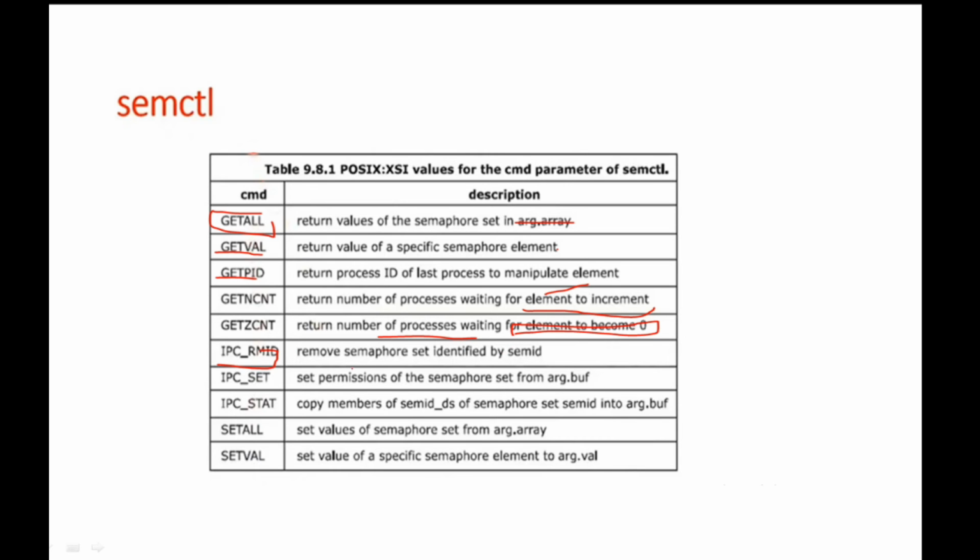IPC_RMID will be there, which is going to remove the semaphore set identified by the semid. You are going to remove that semaphore from your IPC communication. Then IPC_SET is there. It is going to set the permission of your semaphore set from the arg.buf. Then IPC_STAT is there. Copy the semid data structure of the semaphore set semid into arg.buf. Then SETALL is there. Set the values of the semaphore set from arg.array. Then SETVAL is there, set the value of the specific semaphore element to arg.val.